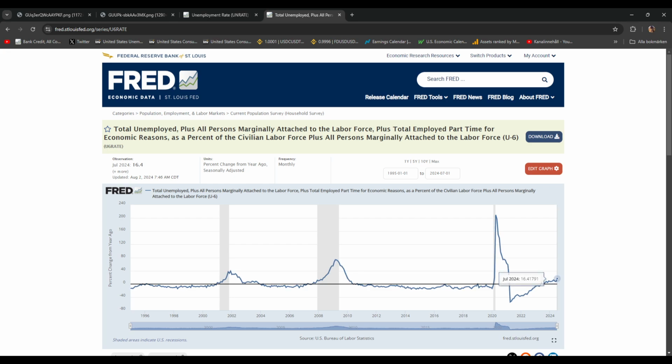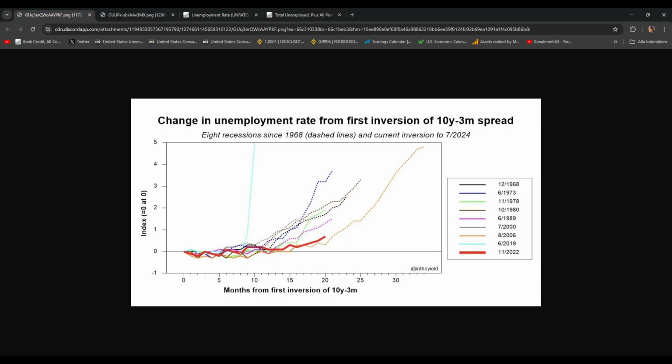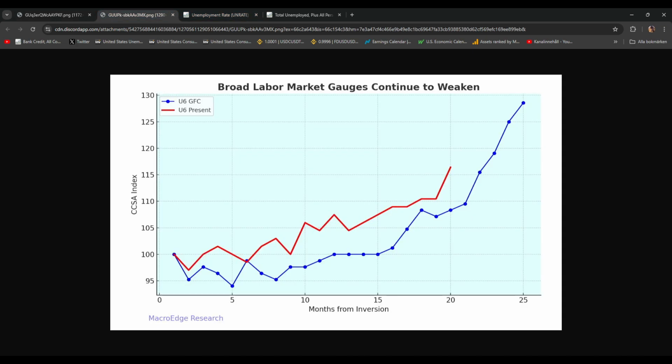So let's see where we are in this cycle. Let's compare. I have two pictures right here. This is the path from the moment the yield curve inverts, in this case the 10-year minus the 3-month yield curve spread, the delta between the two. And the path in each one of these examples is the prior recessions. You can see 1968, 73, 78, 80, 89, 2000, 2006, 2019, and 2022. And then I also have this one, which is U6 during the GFC and also versus now.